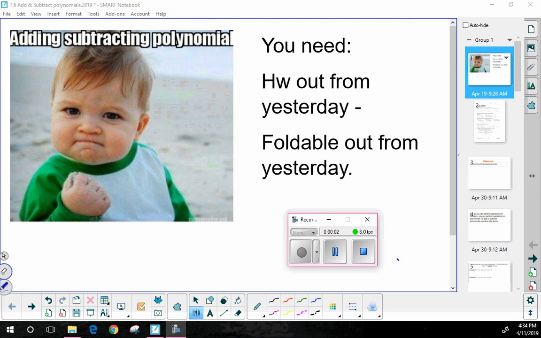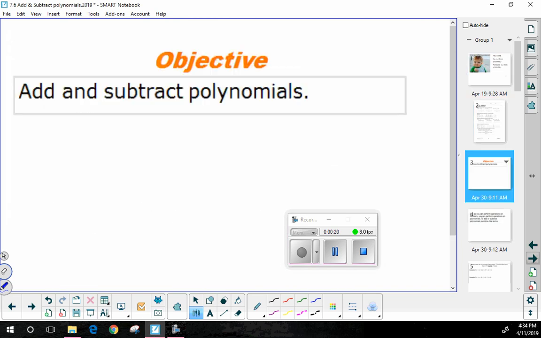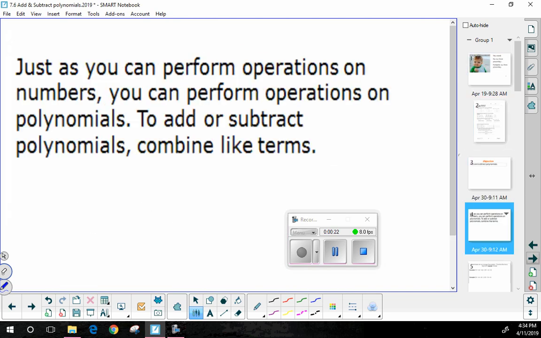Okay, yesterday we learned about monomials and polynomials. We learned about their degrees. Today, make sure you already have your foldable out from yesterday, and we're going to fill in the last or the bottom sections, but we're going to learn how to add and subtract polynomials.